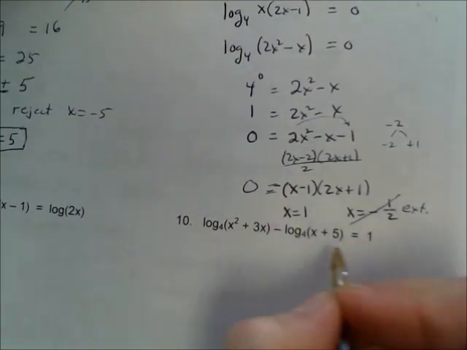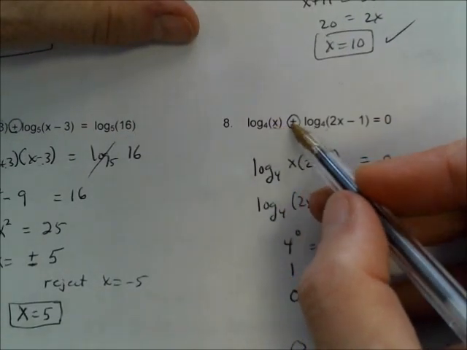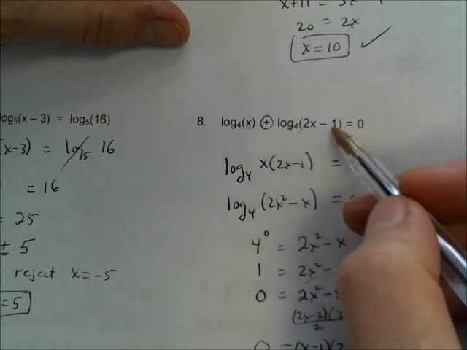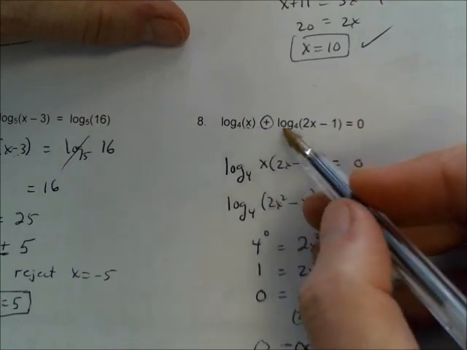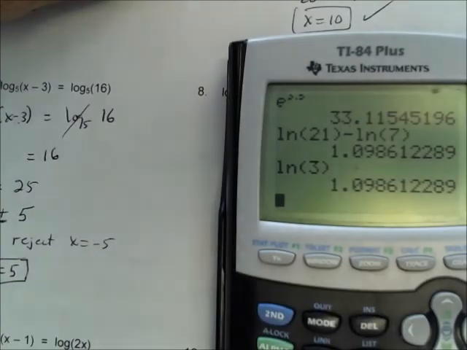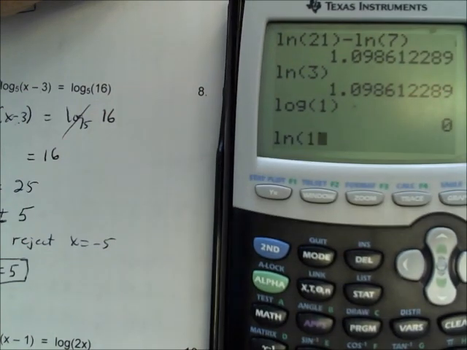Now, if we plug in x equals 1, we would have the log of 1 plus the log of 2 times 1 minus 1, which is 1. So we have the log of 1 plus the log of 1 equals 0. And that's going to be true no matter what, because the log of 1, no matter what the base is, is equal to 0. Natural log of 1 equals 0.